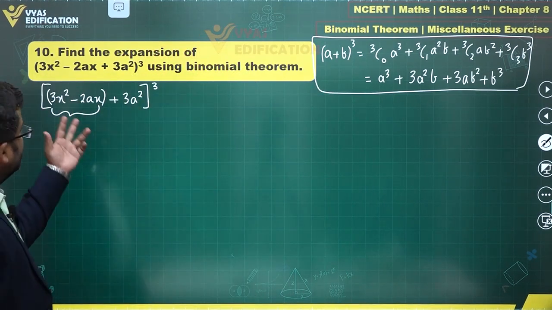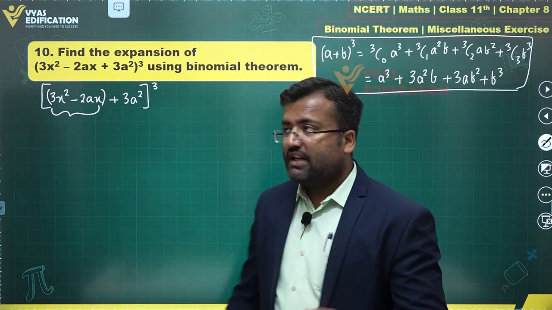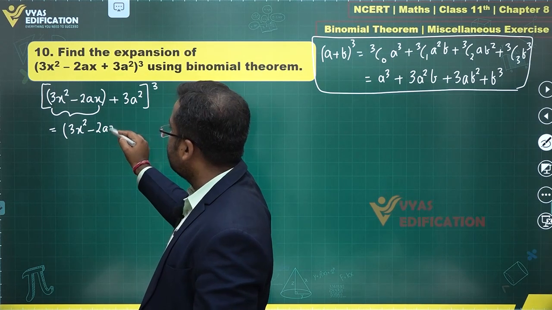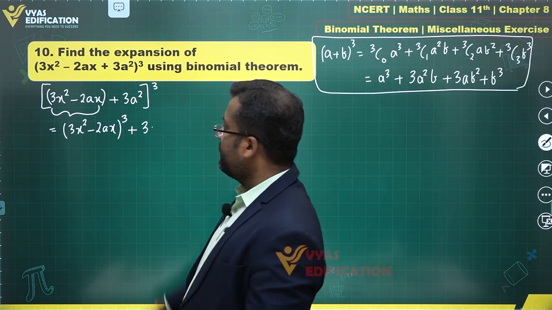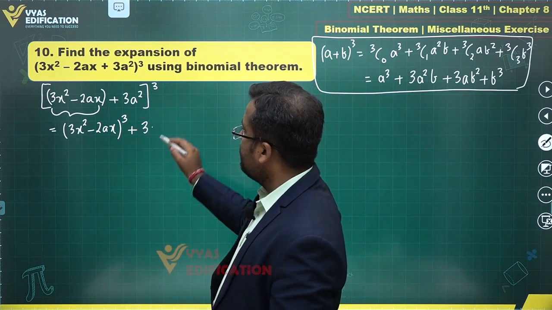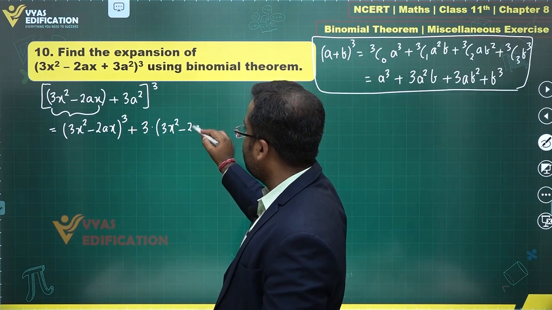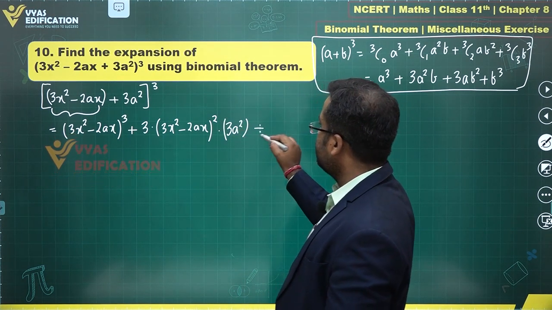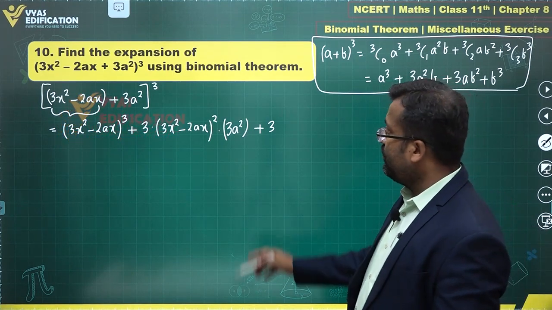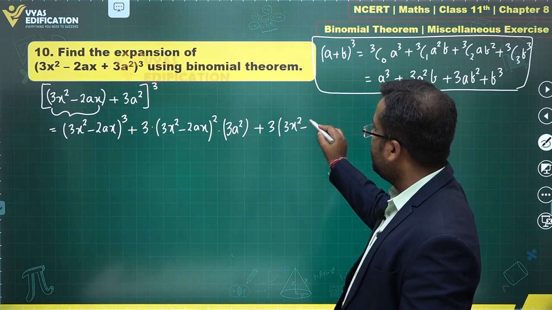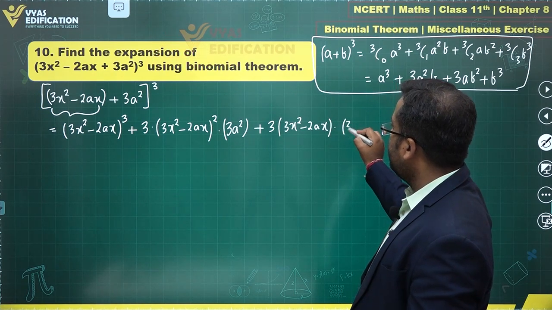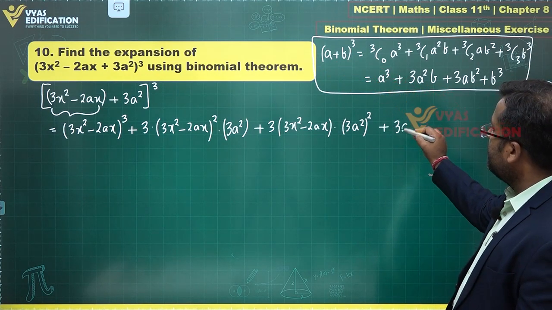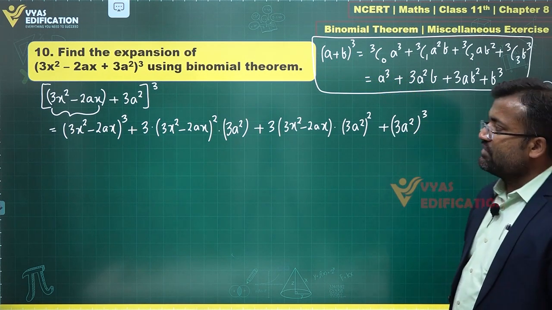Now, how do we go about doing that? This is a, this is b, and whole power 3. Let's apply this. This is a cube, 3x square minus 2ax cube, plus 3 times a square times b, which is 3x square minus 2ax whole square times 3a square, plus 3 times the first term raised to power 1, 3x square minus 2ax, and the second term 3a square raised to power 2. The last term will be b cube, that is 3a square power 3. This is what you'll have.